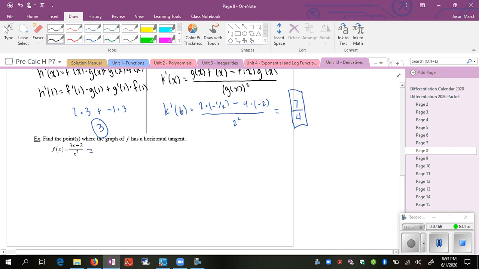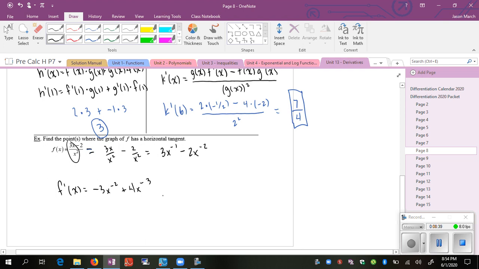So before I even take the derivative, I'm rewriting the function as 3x over x squared, which I'll simplify in a second, minus 2 over x squared. So I could really rewrite this as 3x to the negative 1 minus 2x to the negative 2. Now it's just simple power rule. So f prime of x is equal to, if I do the power rule, negative 3x to the negative 2 plus 4x to the negative 3.